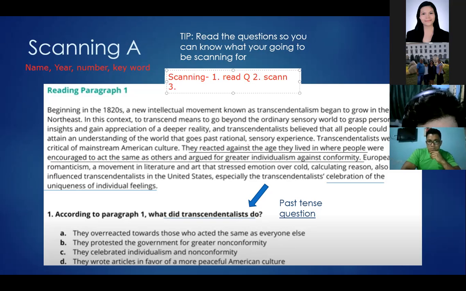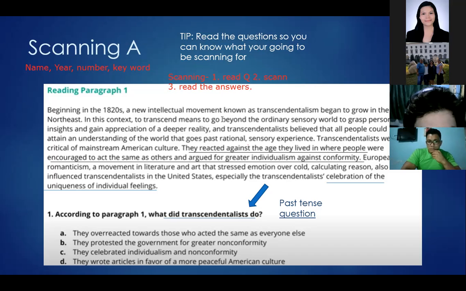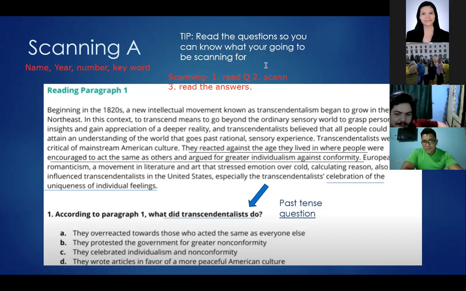Number three, read the answers. Okay? This is my recommendation to you. And sometimes you have to go back and scan, right? You have to repeat number two, scan, sometimes. Okay, very good. So skimming and scanning is going to be a powerful tool that you can use, right?